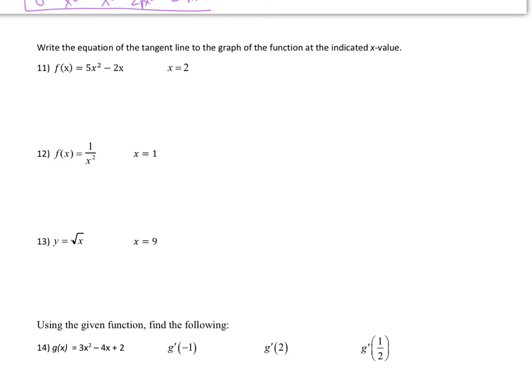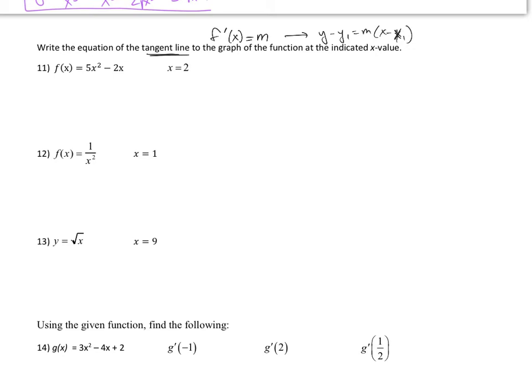So here's what we need to know for this one, for our little shortcut. The equation of the tangent line means I have to find a derivative at the x value I'm given, and that's going to be my slope, and then I just use y minus y1 equals m times x minus x1, and this is my point slope formula. That's the equation of the tangent line.